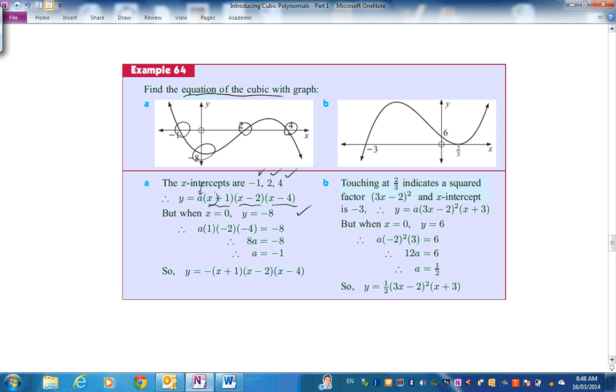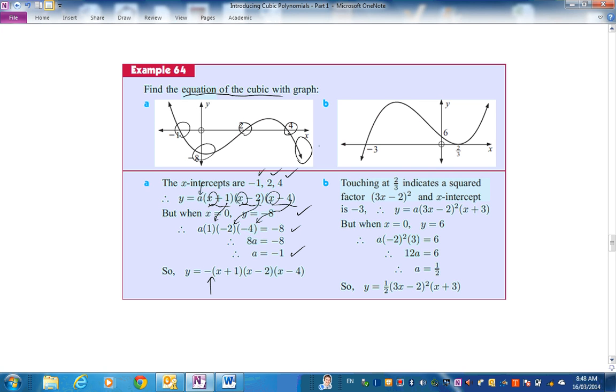So put in 0 in place of x, it becomes 1. Put in 0 here, that's negative 2. Put in 0 here, that's negative 4. Has to come to negative 8. When we solve that, we find that A is negative 1. And that's why it's going downwards there, because for those large x values, it will be effectively negative x cubed, etc.